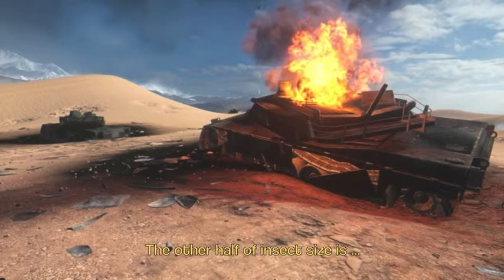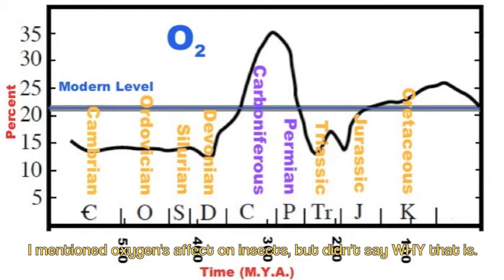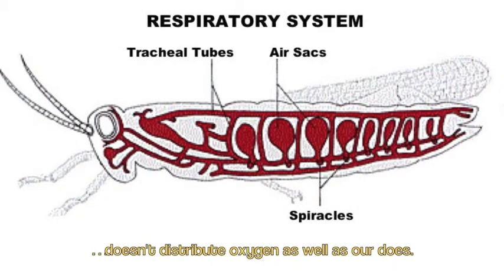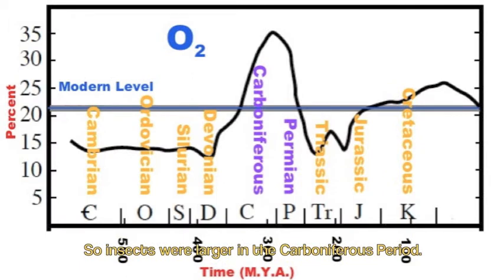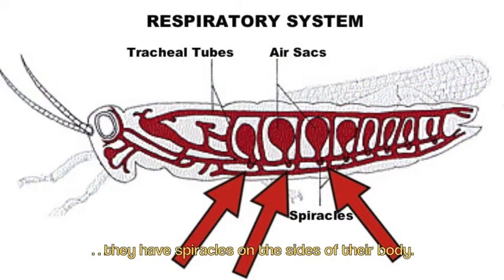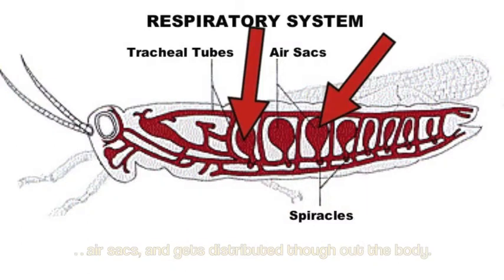The other half of insect size is oxygen. I mentioned oxygen's effect on insects, but I didn't say why that is. The respiratory system of an insect doesn't distribute oxygen as well as ours does, so insects were larger in the Carboniferous period. Insects don't have noses or even nostrils. They have spiracles on the sides of their body.